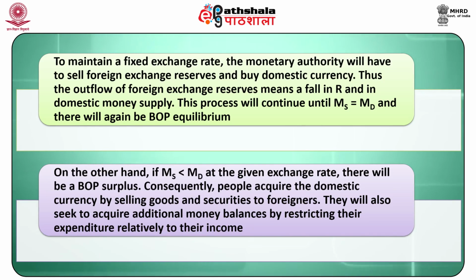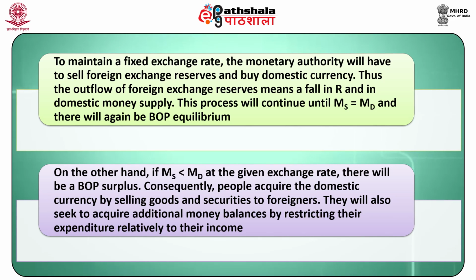To maintain a fixed exchange rate, the monetary authority will have to sell foreign exchange reserves and buy domestic currency. Thus, the outflow of foreign exchange reserves means a fall in R and in domestic money supply. This process will continue until MS equals MD, and there will again be BOP equilibrium.